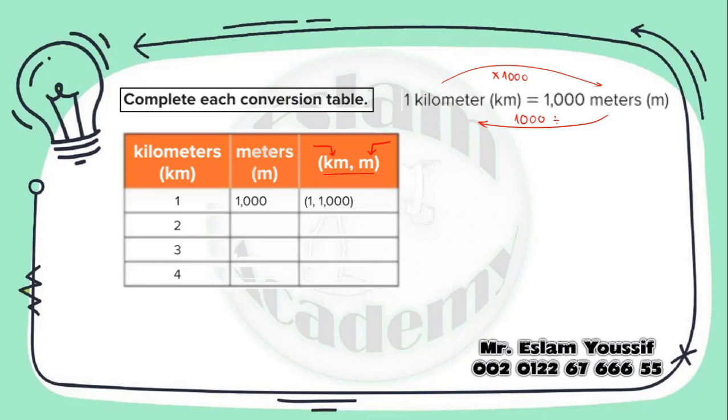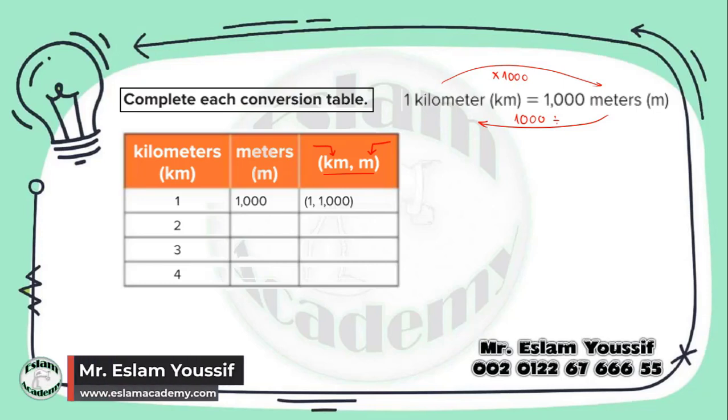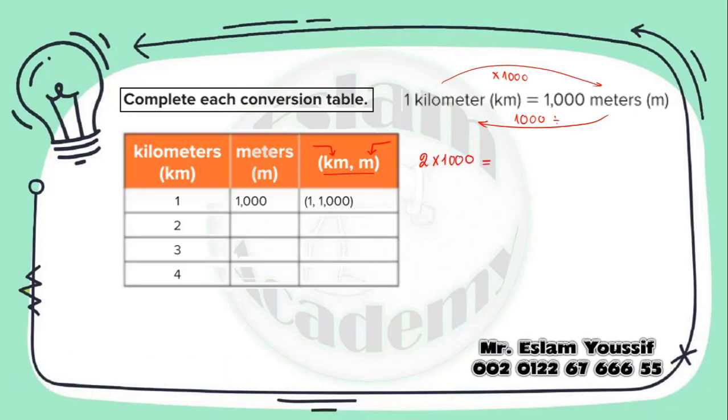Now we have 2. As we said, to convert from kilometer to meter, we just multiply. So just multiply 2 by 1000. For multiplying by 10, 100, and 1000, and so on, number 1, put the zeros out. We have 3 zeros, so we'll put the zeros out. Now 2 times 1 equals 2. So it will be equal to 2000. Now to write the ordered pair. The first number here represents the kilometer, which is 2. And the second one is meter. So it will be 2000.